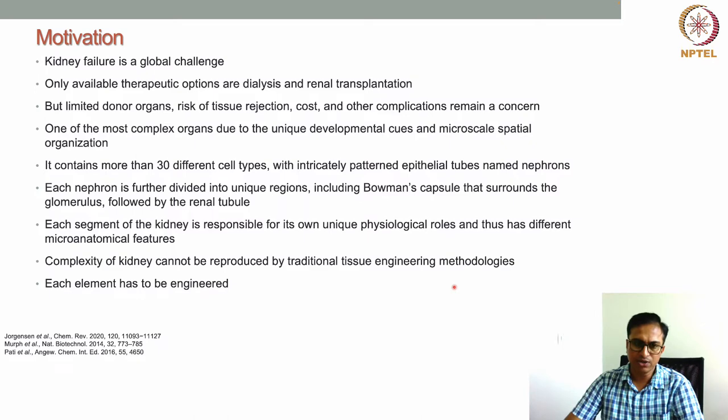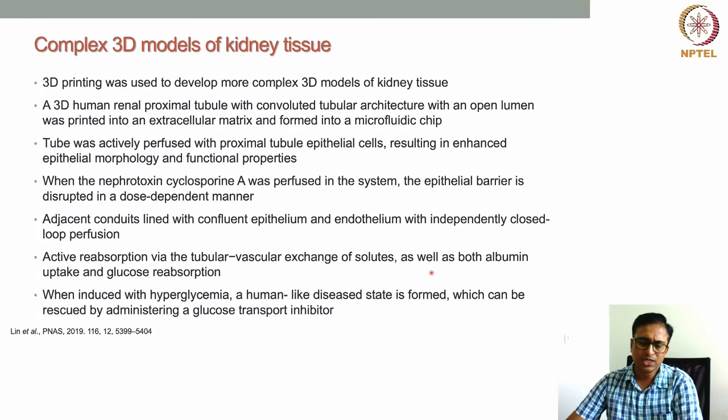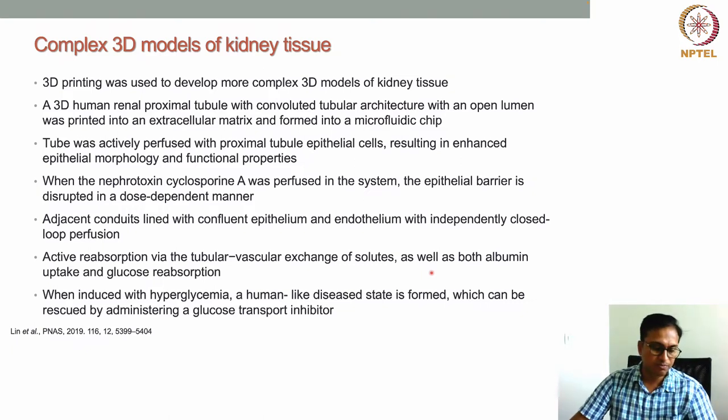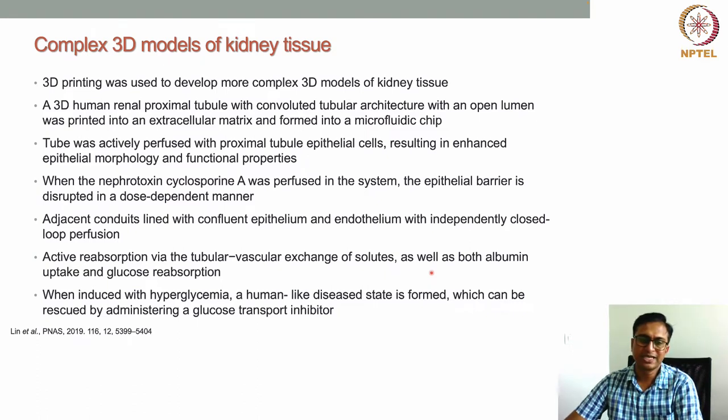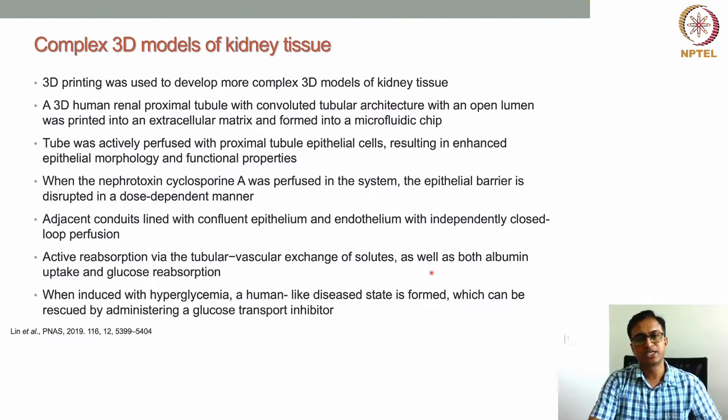In this lecture, I will discuss a few of the 3D bioprinted models that researchers have developed over time. These are very important breakthroughs where researchers have shown a few parts of this particular organ. First, in this research paper published by Lin et al. in PNAS, they used a 3D printing technique to develop complex 3D models of kidney tissue, where they printed a human renal proximal tubule.